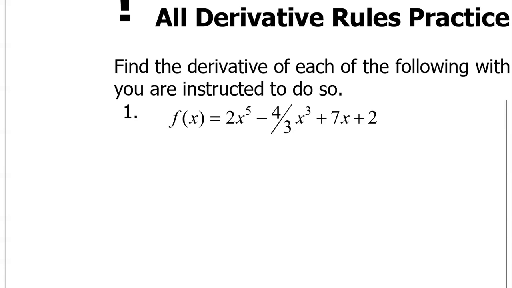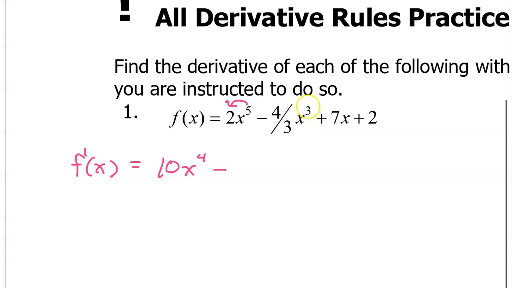This video is the first half of a review of all the derivative rules we have learned in AP Calculus. For problem number 1, we will simply use the power rule. So f prime will equal 10x to the 4th power. I'm multiplying this 5 times the 2, reducing the power by 1, and I move on.